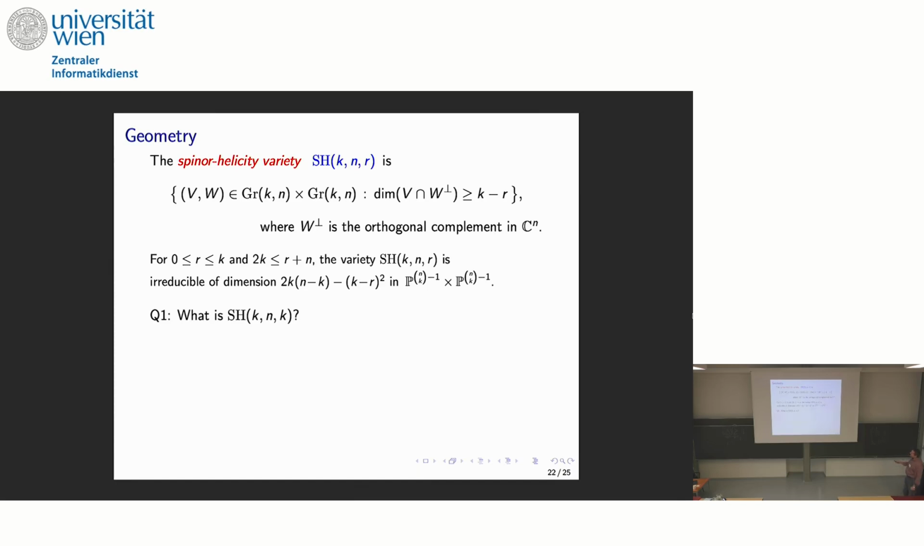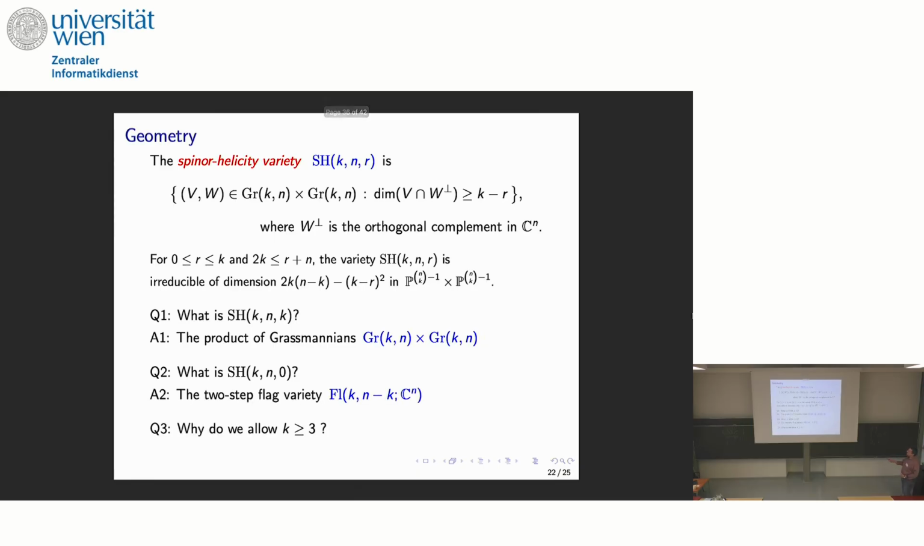Okay. Now, for example, what is SH(k,k)? Well, if r is k, then this is 0 and this is void, and it's just a product of two Grassmannians. On the other end of the spectrum, if r is 0, then that's a two-step flag variety, right? Then this says these two things meet in dimension at most k, and you can see that this is the flags of a k-dimensional space inside an n minus k-dimensional space, let's suppose that's bigger, inside C^n. So this relation to flag varieties, for example, has been studied a lot.